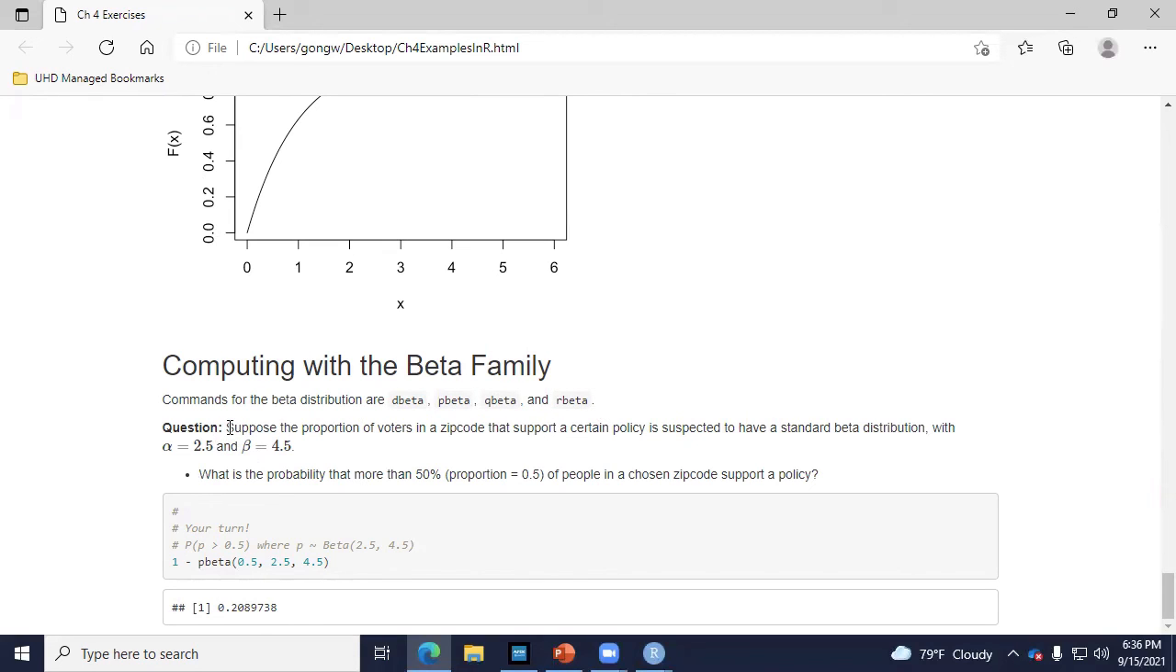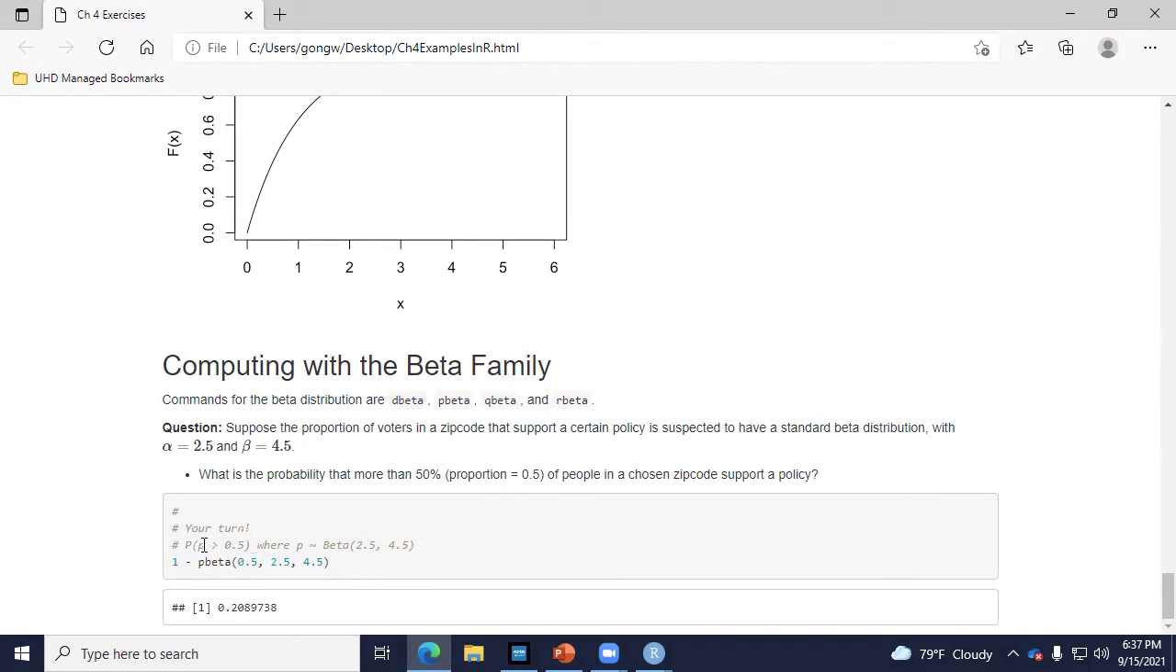Let's look at the question. Suppose the proportion of voters in a zip code that support a certain policy is suspected to have a standard beta distribution with alpha and beta values like this. It's asking what is the probability that more than 50%, so the proportion being 0.5, more than 50% of people support a policy. So it's asking the probability of p greater than 0.5.